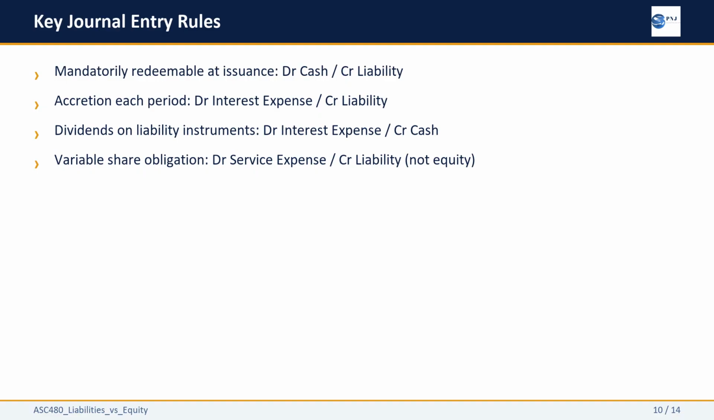3 journal entry rules to carry into every engagement. First, mandatorily redeemable preferred stock is a liability at issuance, never goes to equity accounts. Second, accretion and dividends on liability instruments flow through interest expense on the income statement, every time. Third, for obligations involving shares, if the obligation is dollar-defined, the credit at the service date goes to a liability account. If it is share-defined, the credit goes to equity. These entries follow directly from classification. Get the classification right, and the entries follow naturally.